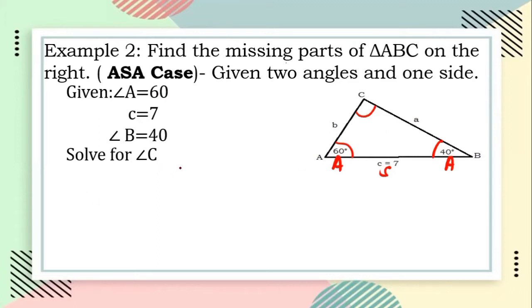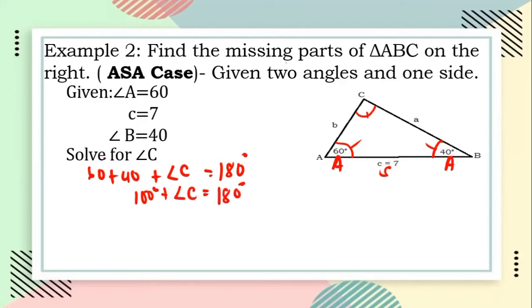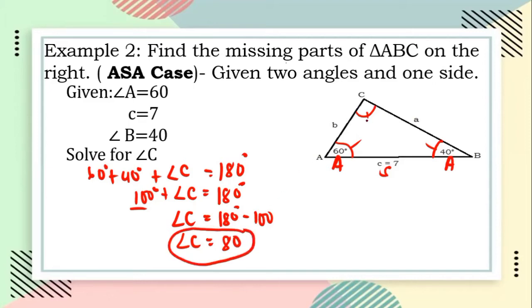And we all know that the total measure of interior angles of a triangle is 180 degrees. So we can add 60 plus 40 plus angle C, which is missing. 60 is the measure of angle A and 40 is the measure of angle B. Let's add 60 and 40, that is 100. Plus angle C equals 180 degrees. Don't forget to write the degrees because these are angles. Now, to solve for angle C, applying the addition property of equality, 180 minus 100 is 80 degrees. Therefore, angle C is 80 degrees.